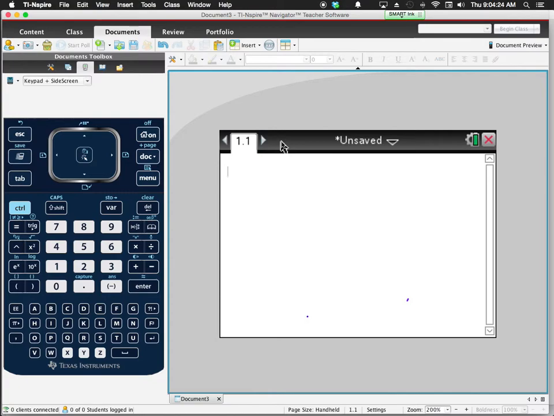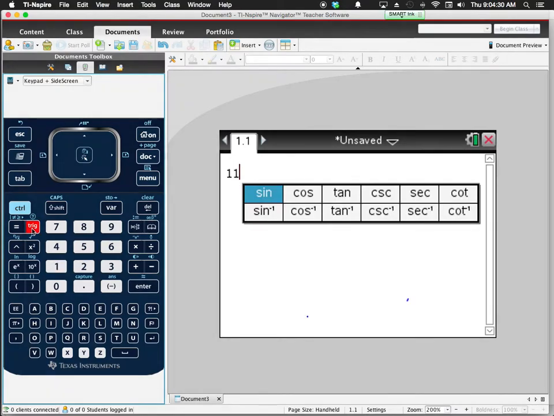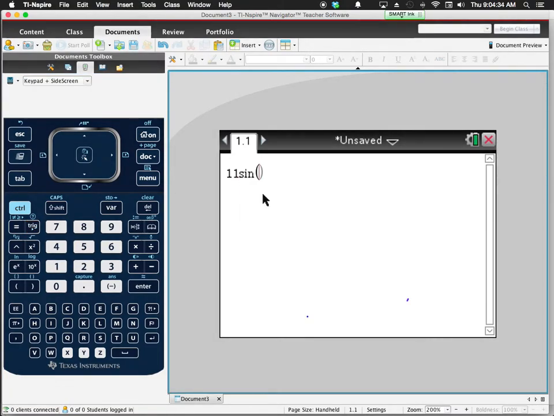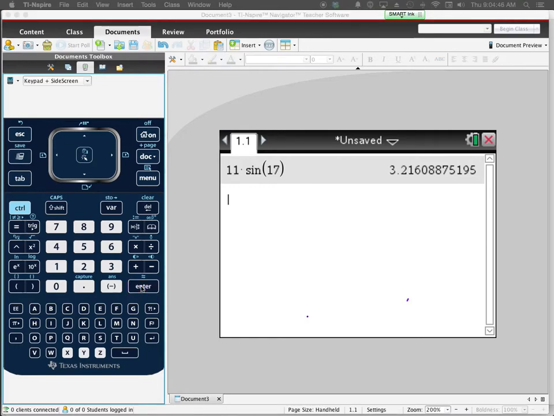All right, so now all I've got to do is punch it in. So we do 11. Where do I go to get sine? Trig. You go to Trig to get sine, and then you select sine, and then we stick 17 inside of it, and press enter, and it gives me that side is 3.216.